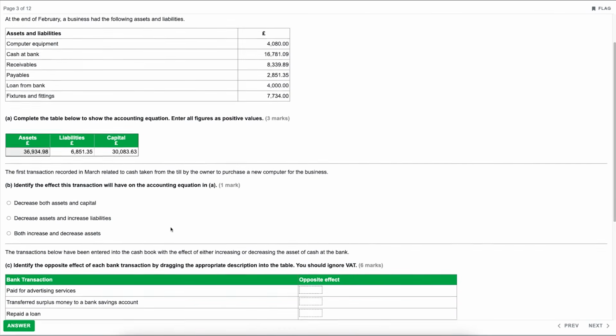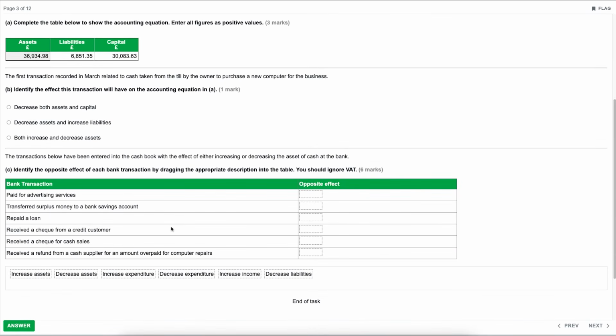Okay, moving down to part B then. It states the first transaction recorded in March related to cash taken from the till by the owner to purchase a new computer for the business.